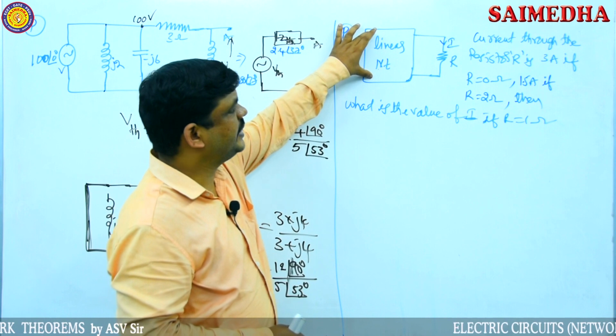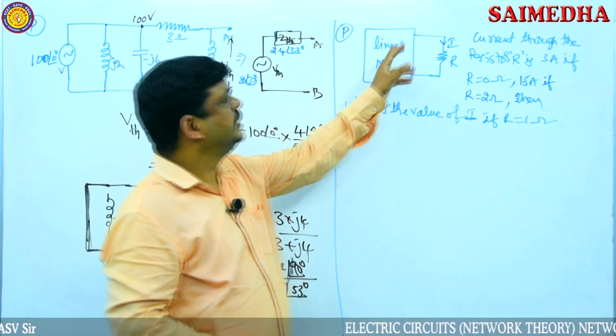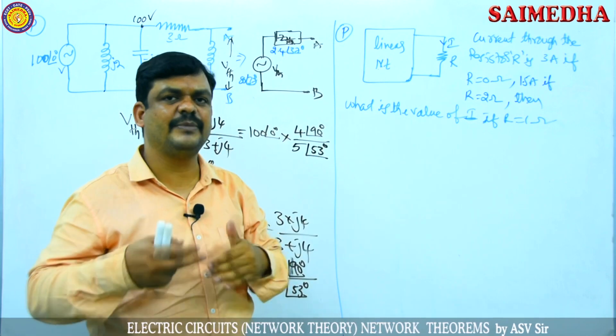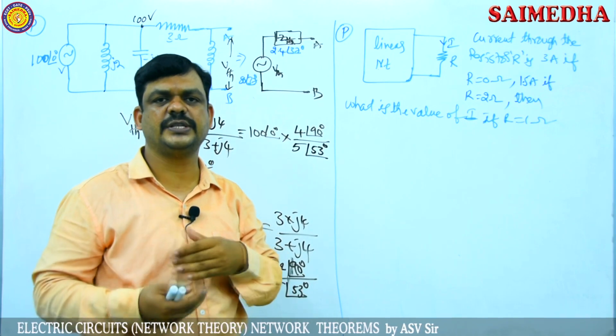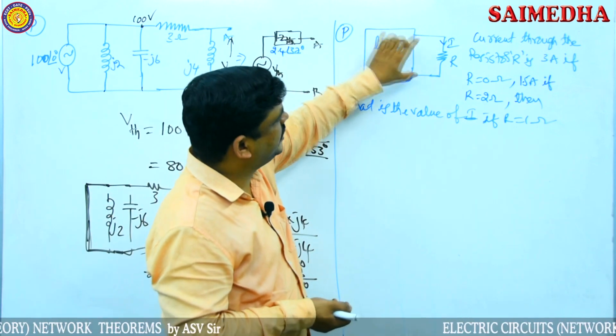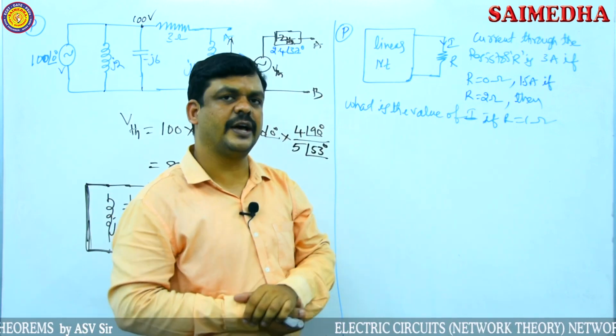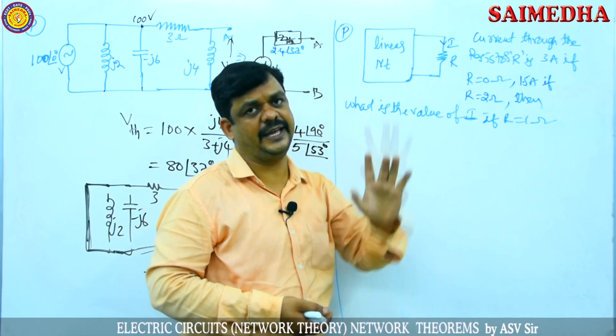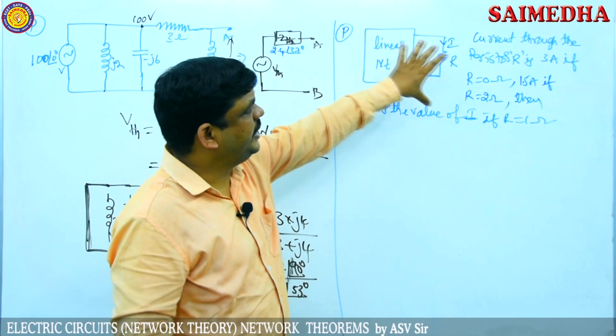Here one linear network is connected. This linear network is connected with one resistor. Internally this linear network has a number of elements, meaning sources and resistive elements, all the elements are there. Finally the complete network is connected with one load resistor R, and the current through the resistor R is there. Then some conditions are given here.